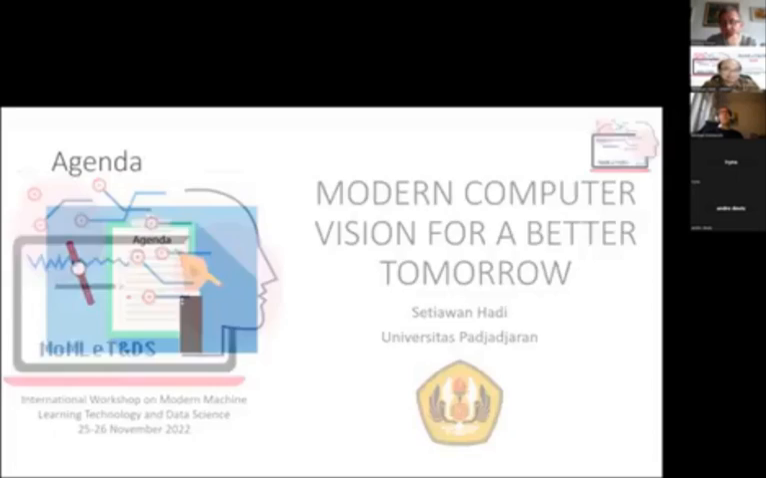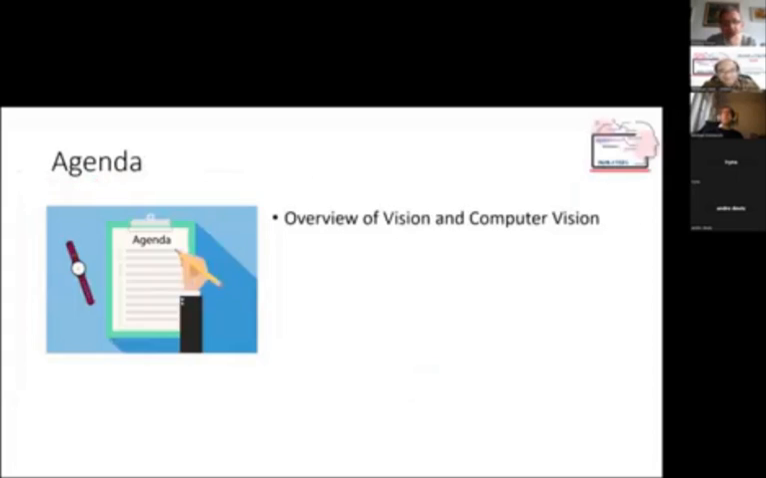Let's begin. My presentation will be divided into 4 parts. In the first part, I will introduce vision and computer vision in general, including the history of computer vision. In the second part, I will present the current development of computer vision, including the main tasks and pipeline, and also implementation in industry and other areas.